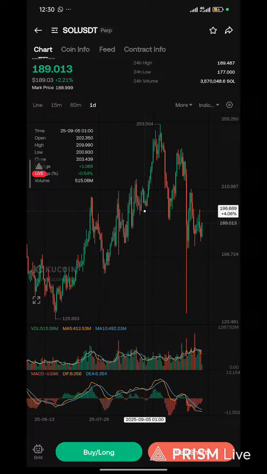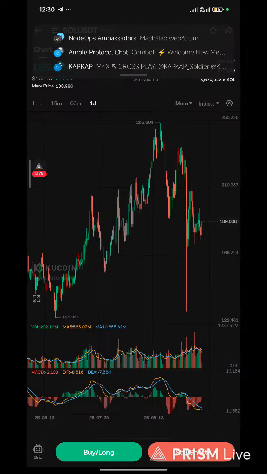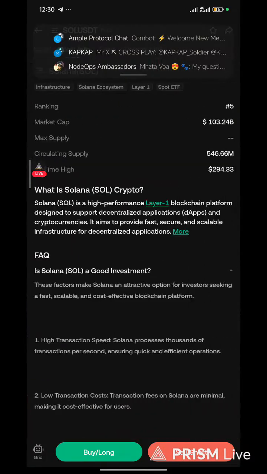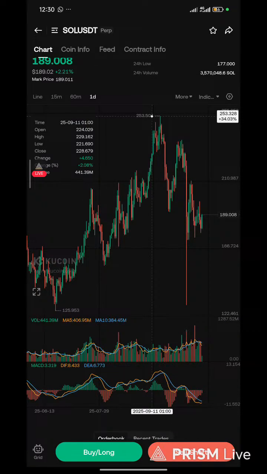and that was maybe about $196.689. It pumped right there to about $253. That would have been a massive plus 34.02 PNL. That is a massive profit if you took this trade. So MACD also, it is a nice indicator.